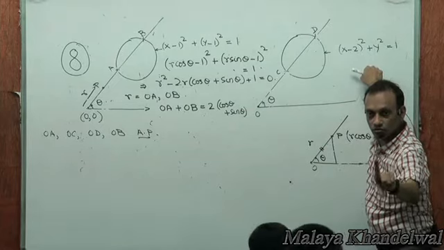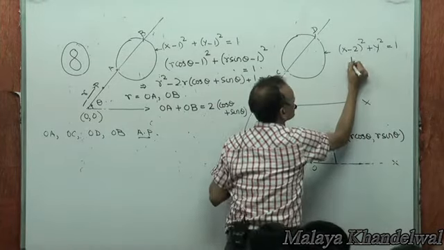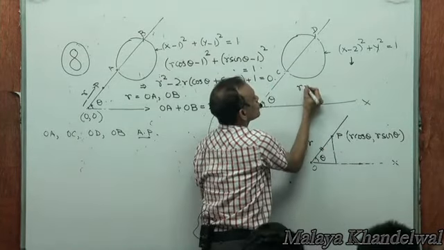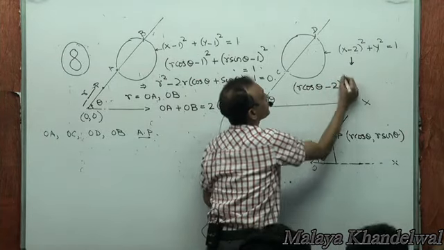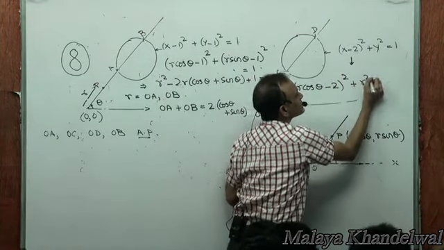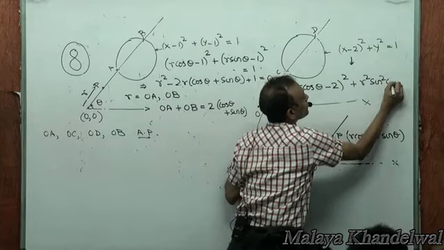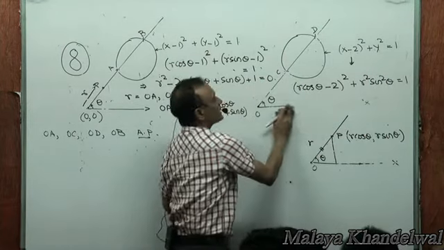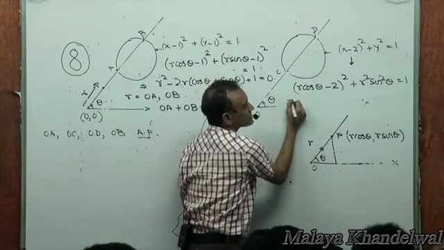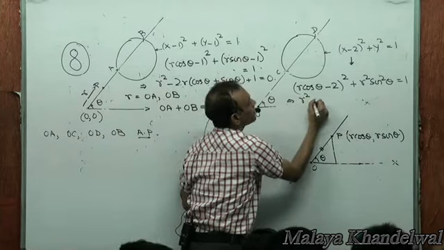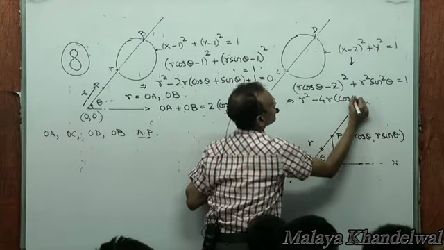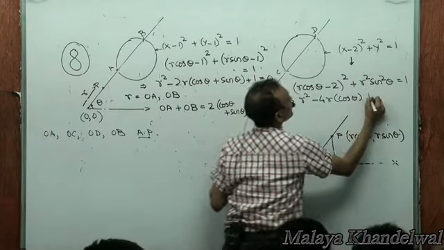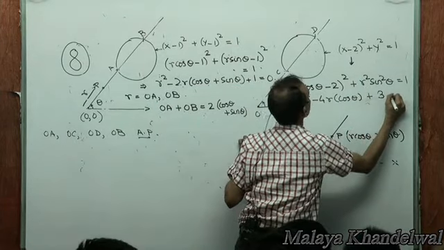Yes or no? So, put x as r cos theta. So (r cos theta minus 2) whole squared plus r squared sin squared theta equal to 1. Yes or no? This gives me r squared minus 4r cos theta plus 3 equal to 0. Yes or no?